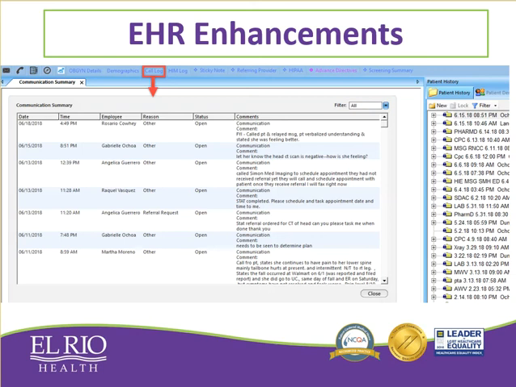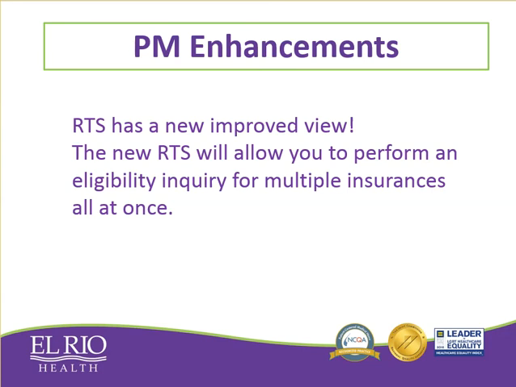So now we're going to cover the PM enhancements. The only major thing that's happened is RTS has gotten a new, improved facelift. It has the ability to search the eligibility inquiry for multiple insurances all at once. So this is really hoping to save time for anyone who's checking eligibility inquiries. So any of the insurance verification specialists, the DORs or DOSs and the MORs, this really is going to be for you guys.